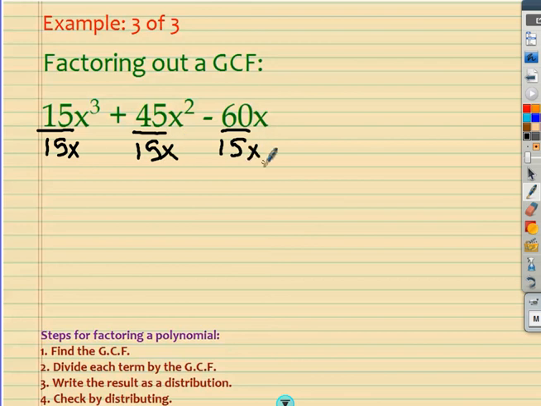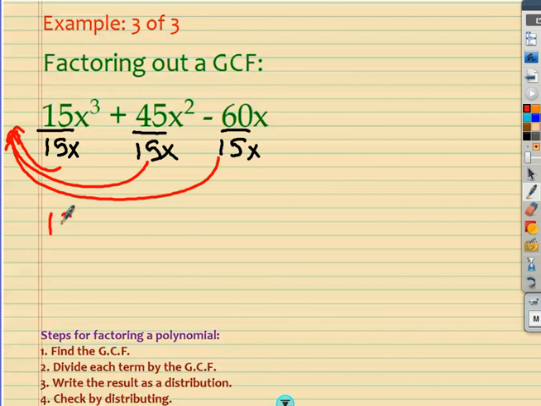We are trying to find the greatest common factor. 15 is the greatest common number, x is the greatest common variable. So 15x is our greatest common factor. Now we are going to write our result as a distribution, and here is our 15x greatest common factor factored out. Once we factor out, meaning we divide out 15x from every single term.